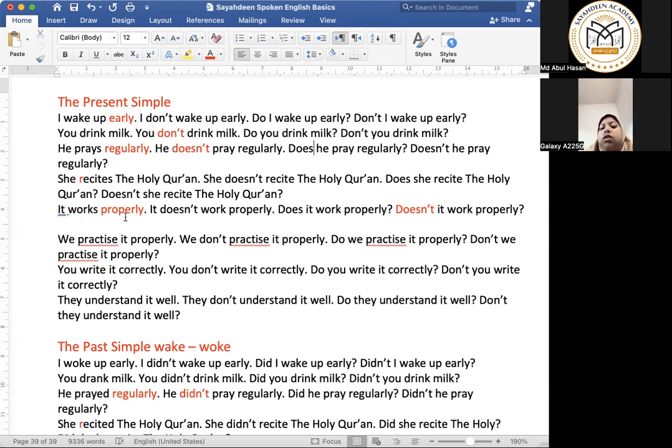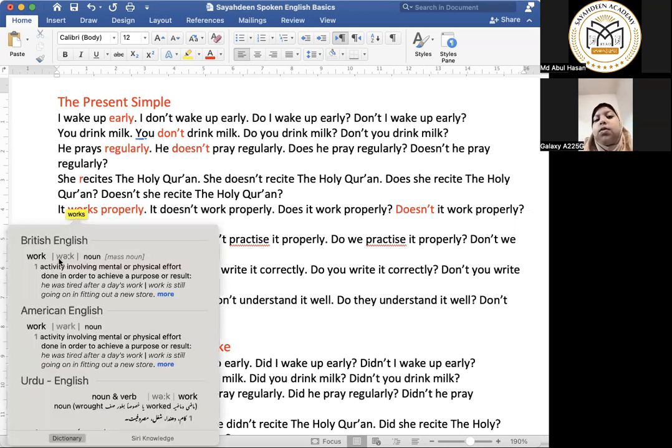Next one, it works properly. So work, I'm going to make this red as well. This is not "work", yeah. This is "work". The voice goes down. So this is work. Look at this, work. This colon shows that it is long. Work, it's not "work", it's "work". This is work, a bit long, a bit stretched.